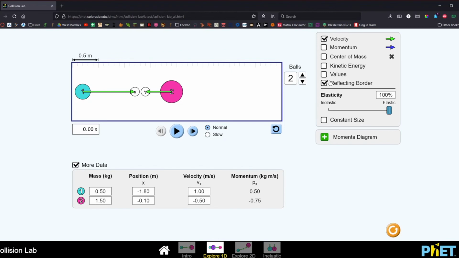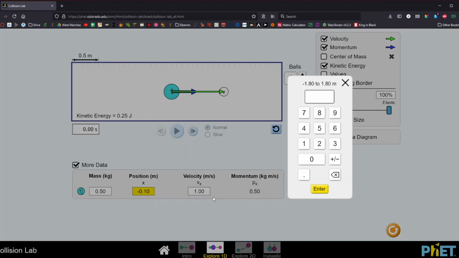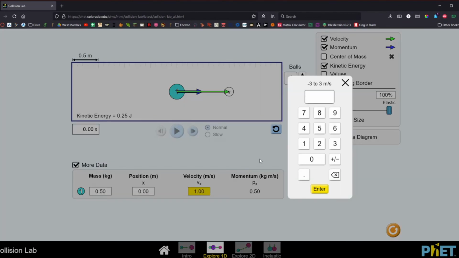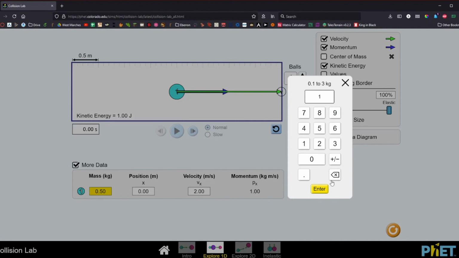Another thing that I would recommend that you do is click on kinetic energy and momentum. You will see vectors. These are magnitude and direction. These will show the relative values of each one of those. You'll start by only using one ball. You can set its position by clicking and dragging, or you can click here and set it with this onboard calculator. Same thing with the velocity. I can set it to 2. I can set the mass to 10. No, I can't. It has to be between 0.1 and 3. So 3.